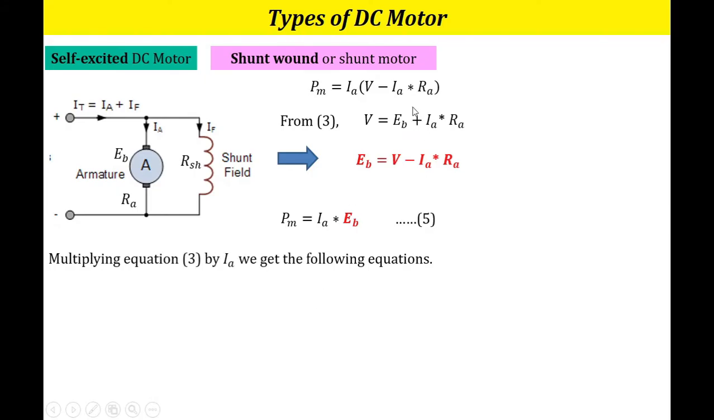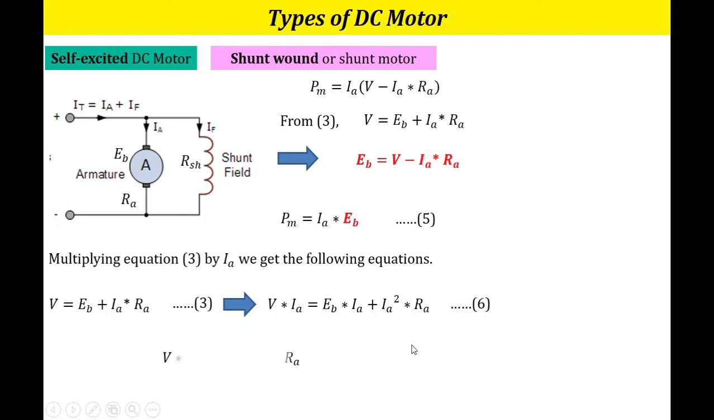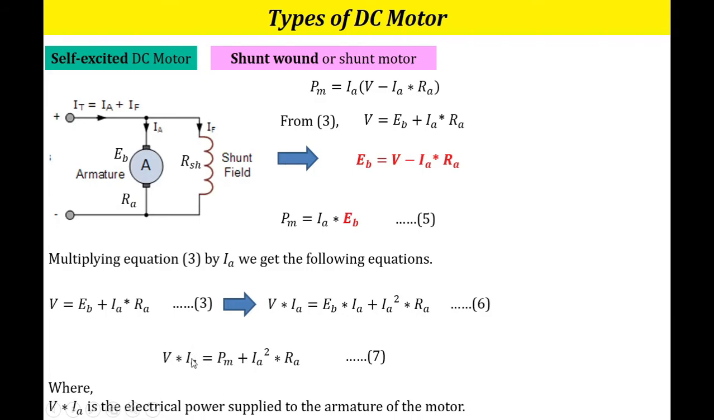Now multiply equation number 3, V equal to EB plus IA into RA, by IA on both sides. We get V into IA equal to EB into IA plus IA square into RA. This EB into IA is nothing but mechanical power, so V into IA equal to PM plus IA square into RA, where V into IA is nothing but electrical power supplied to the armature of a motor. So this is about the shunt wound motor. Now, the next type of motor is the series wound or series motor.